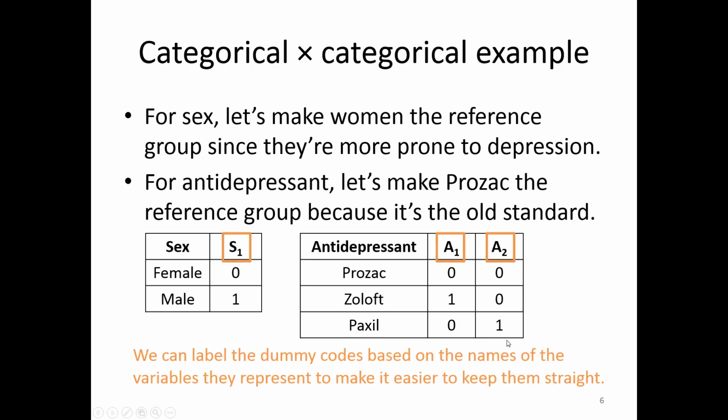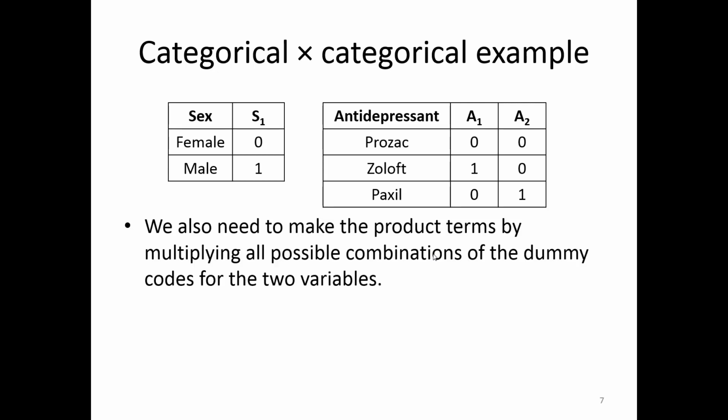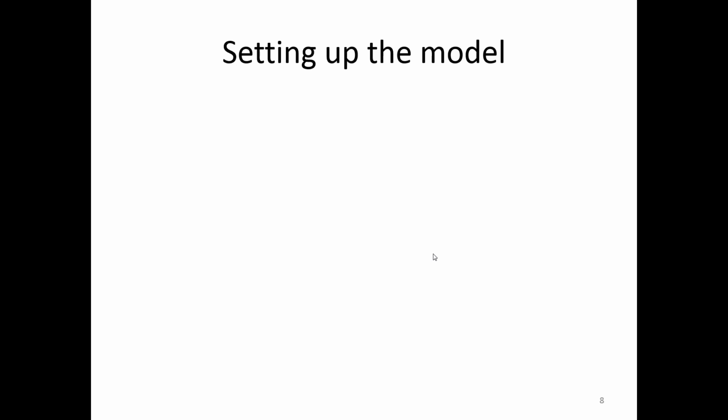Okay, so we can label the dummy codes based on the names of the variables they represent to make it easier to keep them straight. So I've labeled it S1 for sex, and then A1 and A2 for antidepressant. Okay, so we also need to make the product terms by multiplying all the possible combinations of the dummy codes for the 2 variables. So we have S1A1 and then S1A2. Okay, so we just have 2 product terms, in other words.